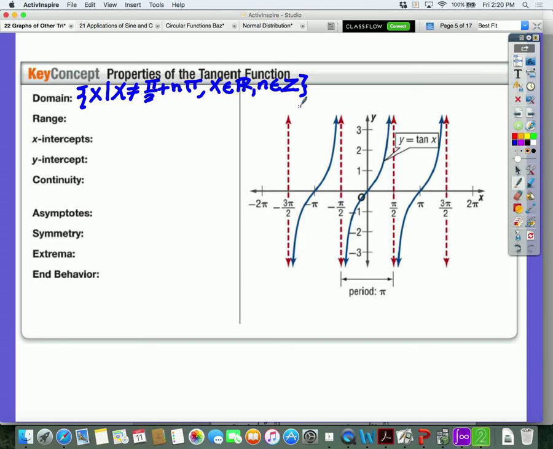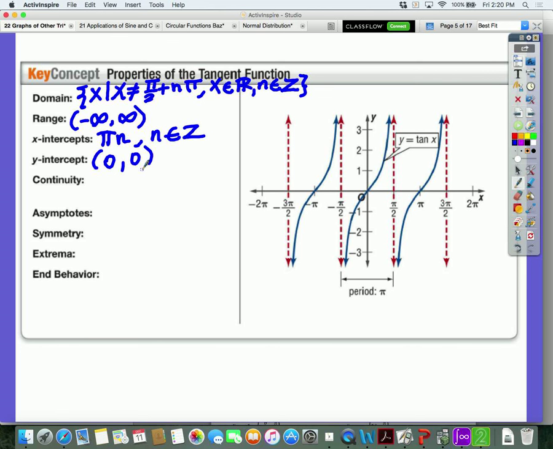What will your range be? Negative infinity to infinity. X-intercepts: it's the same, every multiple of pi, so how do you represent that? Pi n, where n is an integer. And my y-intercept is 0.